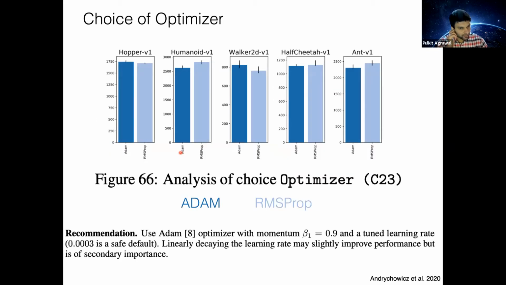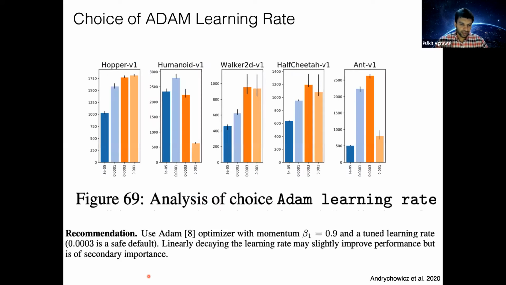Then, another question which comes up is, what is the optimizer that one should be using? The recommendation, again, is to use Adam. They have some recommendations on some parameters of Adam, which I mentioned at the bottom. So if you're using Adam, you are pretty much good if you're also using PPO. Then the other question was about what learning rate I should be using in Adam. They point out a value, 0.003, which seems to be a safe default value.